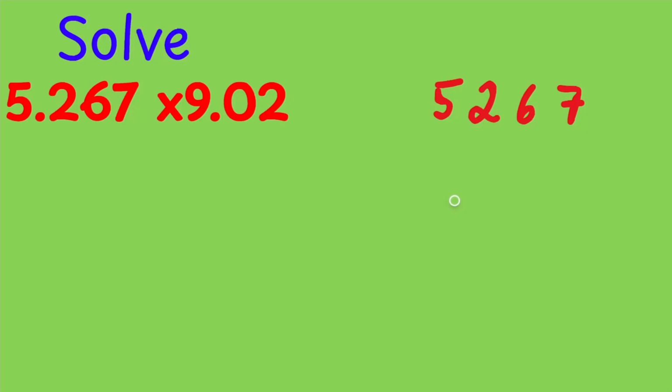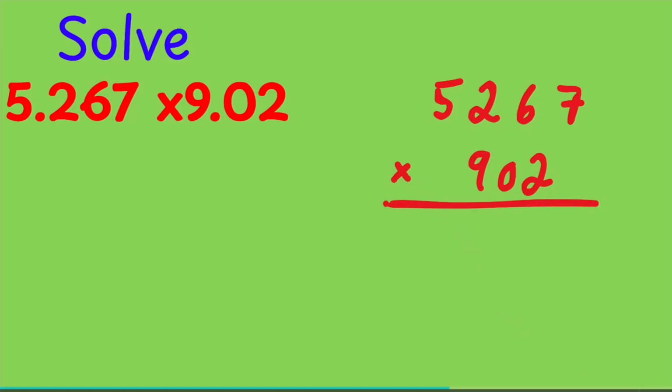5,267 multiplied by 902. Okay, how about the decimal point? As we said, forget about it now. Let's multiply as usual.